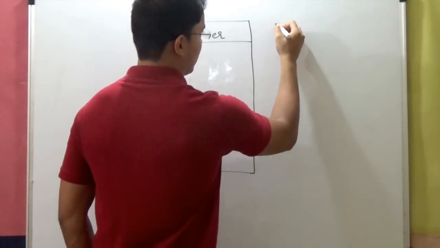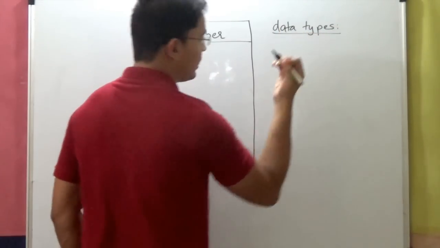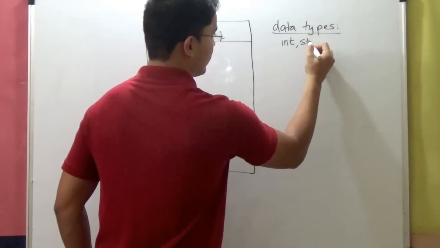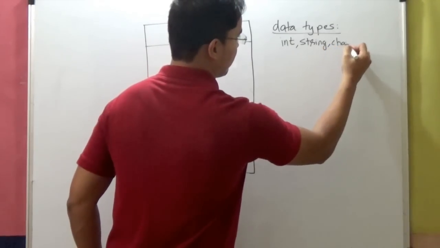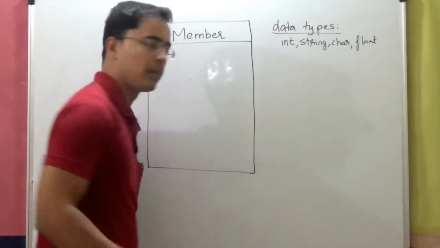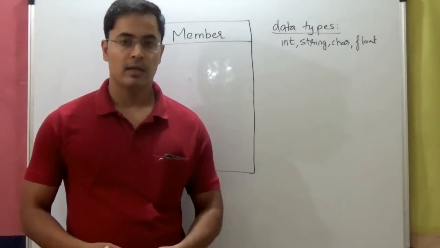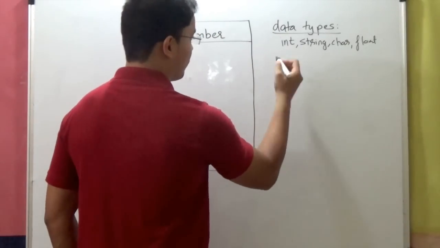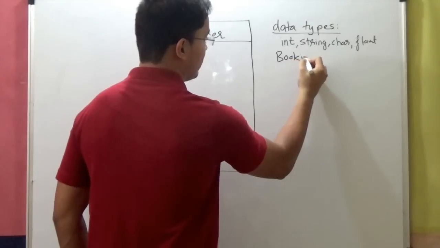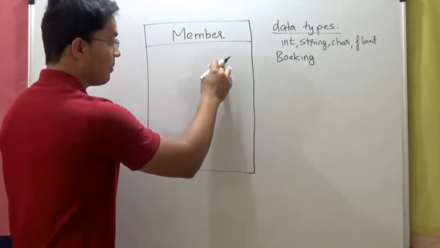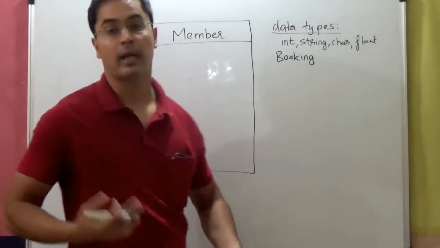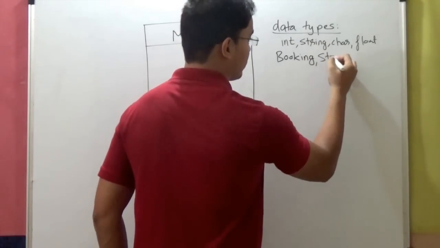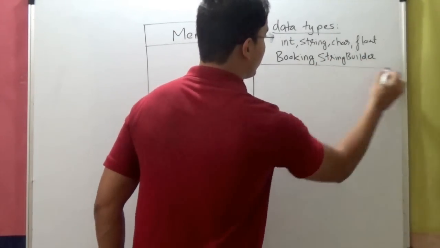When we talk about data members or variables, instance variables of the class, we can have information about them such as data type. Data types could be your primitive data types like integer, string, char, float, etc. Data types could also be your classes or abstract data types. Let's say, in our application, we are going to create another class called booking. So booking is a type, right? You could have a data member of type booking. Apart from that, certain library classes, for example, in Java, you have StringBuilder. So these could all be your data types, right?